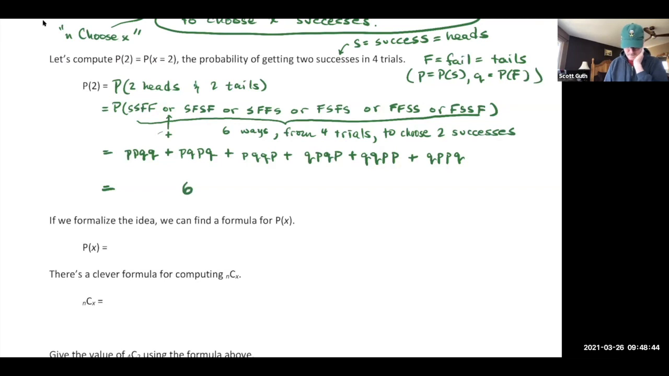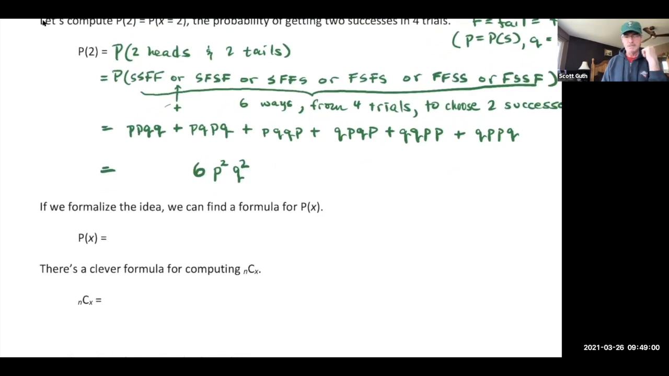There's a P to the second. And there's a Q to the second. And we need to understand what all these numbers represent. So the 6 is 4 choose 2. So 4 choose 2. Let me do it this way. I'm going to move it closer. Okay, so the 4 choose 2 is 6.